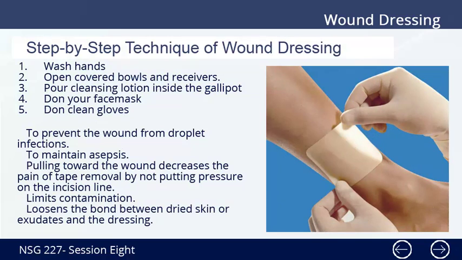1. Wash hands to prevent the wound from droplet infections. 2. Open covered bowls and receivers to maintain asepsis. 3. Pour cleansing lotion inside the gallipot. Pulling towards the wound decreases the pain of tape remover by not putting pressure on the incision line. 4. Don your face mask. Limit contamination. 5. Don clean gloves. Loosens the bond between dried skin or exudates and the dressing.